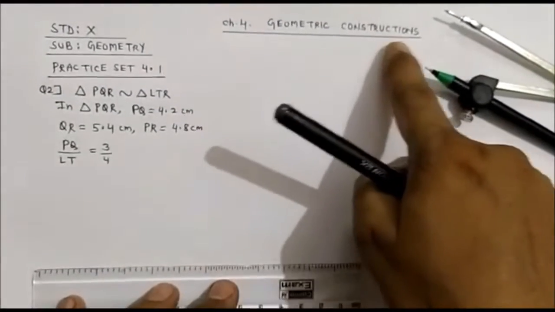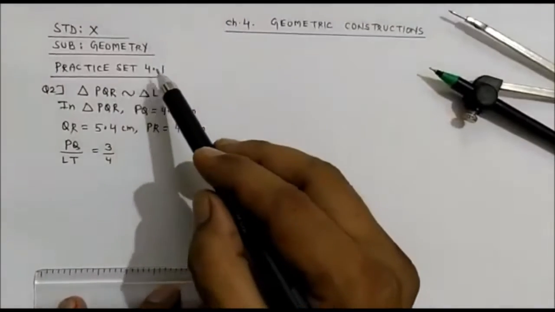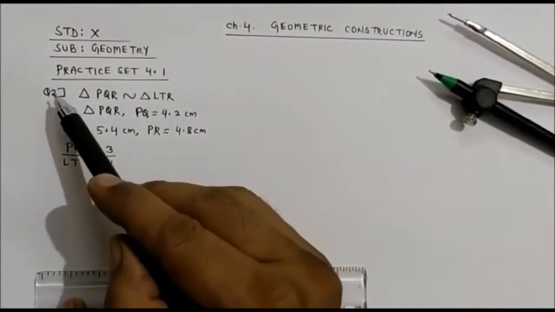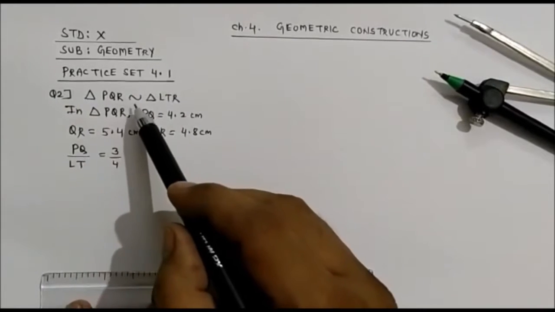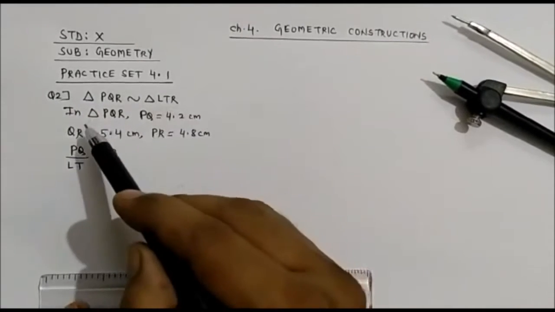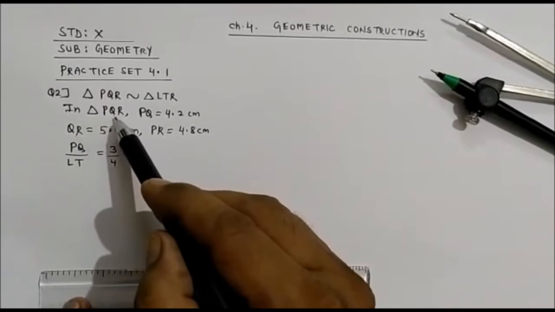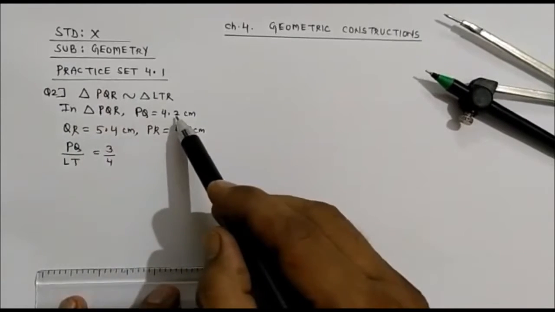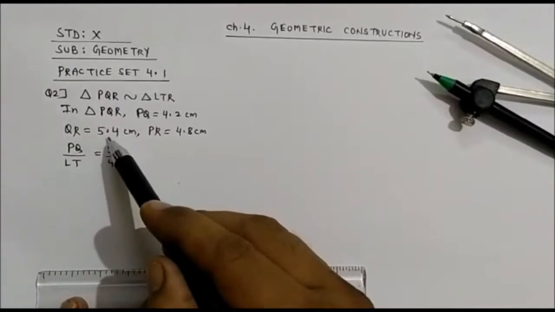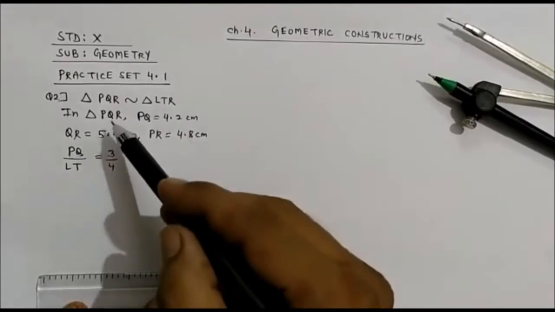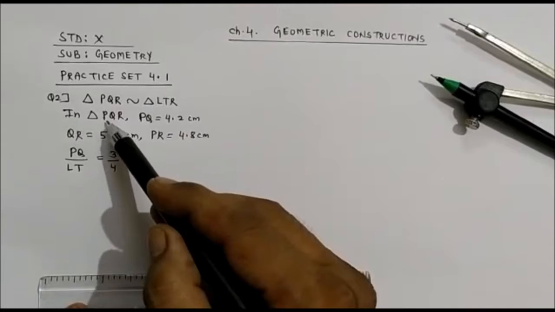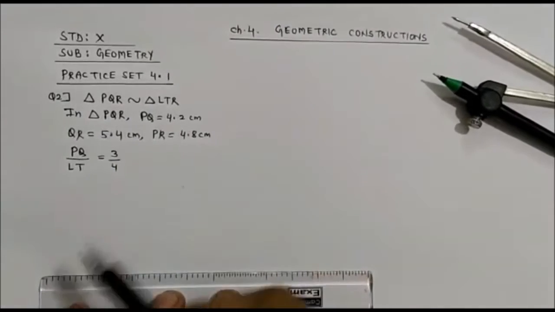In the topic Geometric Construction, practice set 4.1, today we'll see how to solve question number 2. We have to construct triangle PQR similar to triangle LTR. Measurements of triangle PQR are given: PQ is 4.2 cm, QR is 5.4 cm and PR is 4.8 cm. So here we have the measurements of triangle PQR. This can be constructed.